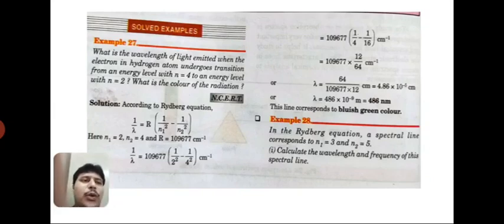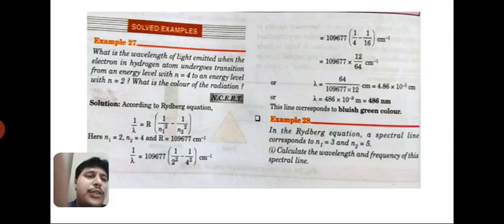This line corresponds to the bluish green color, and actually it is related to the color chart. From this Balmer series you can see, student, here n1 is 2, so you can simply say that it belongs to the Balmer series, and the Balmer series is the region of visible light. So from that we get this color. In this way we can apply n1 and n2 and find the wavelength. Let us see another example.